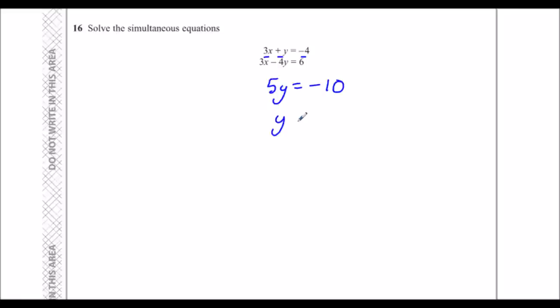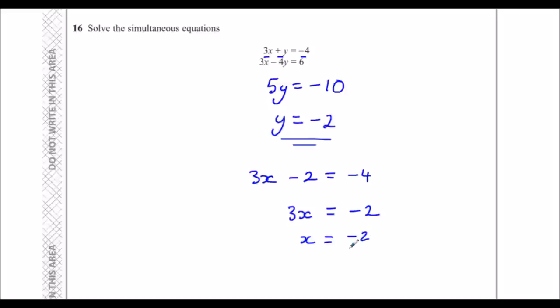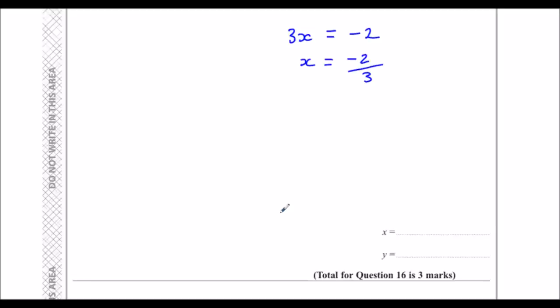Divide both sides by 5. So y is negative 2. And then we're going to substitute this negative 2 back into the top one. So 3x minus 2 equals negative 4, plus 2 to both sides. 3x equals negative 2. Divide by 3. x equals negative 2/3. So x is negative 2/3.